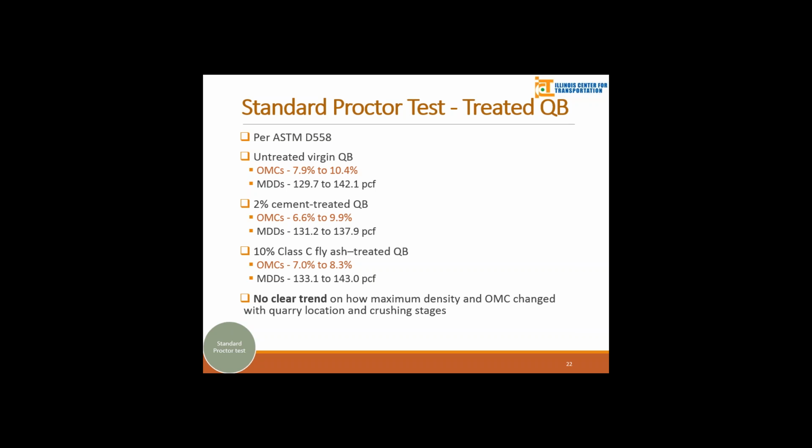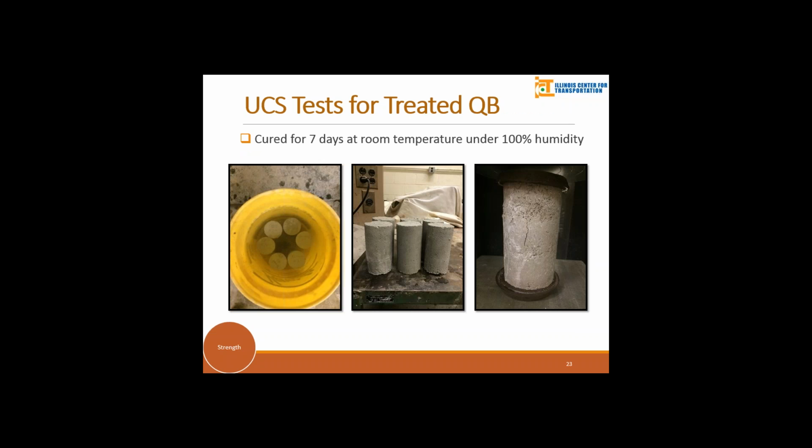But if we compare the different quarry locations or the crushing stages, we cannot find a clear trend between the density or the optimal moisture content. The optimal moisture content and dry density are used to prepare samples with treated quarry byproducts. All the quarry byproducts are cured for 7 days at room temperature and under 100% humidity. And right before the testing, we soak the sample, as shown in Figure 1, in water for 4 hours.